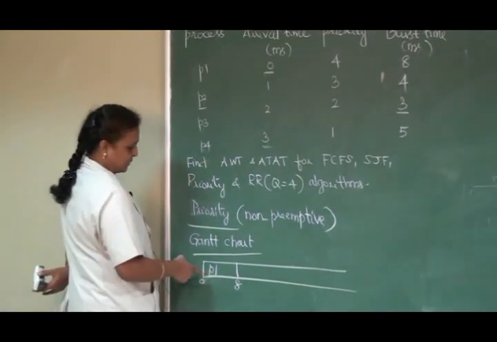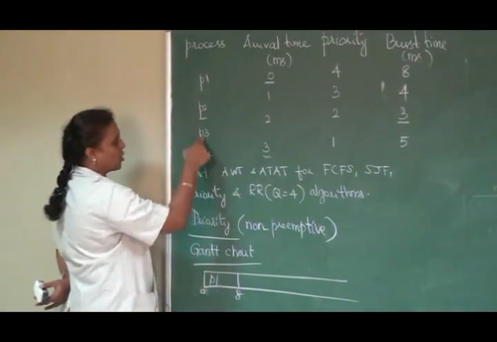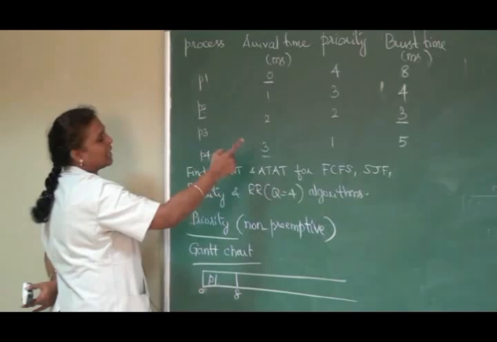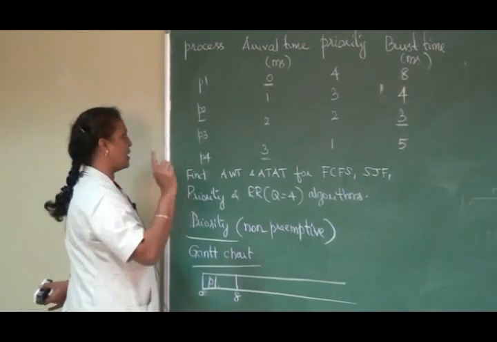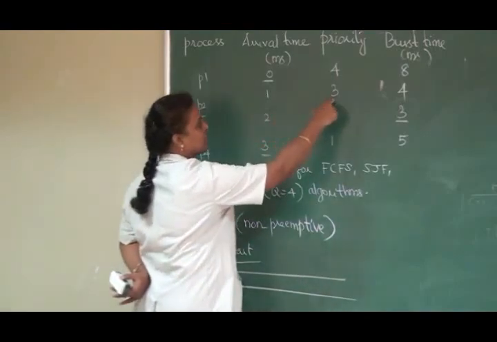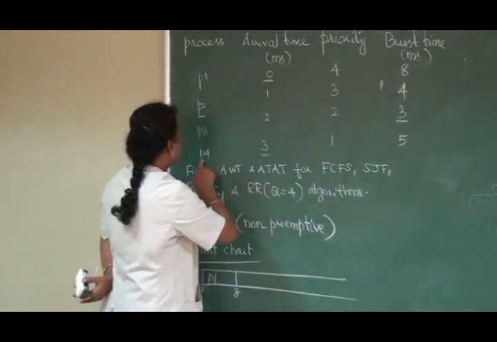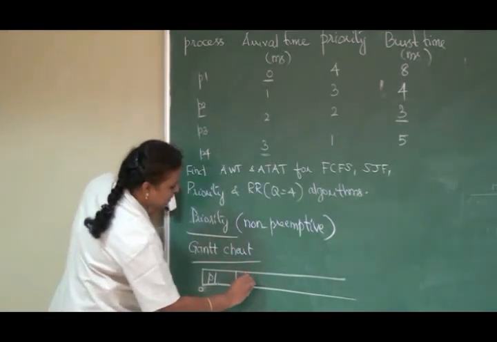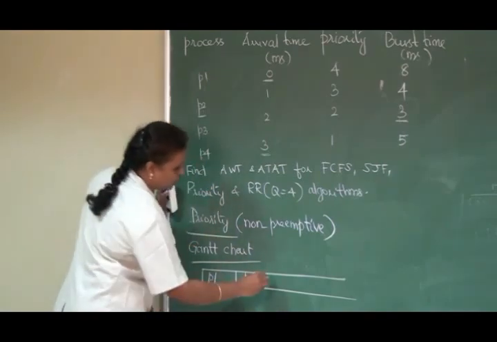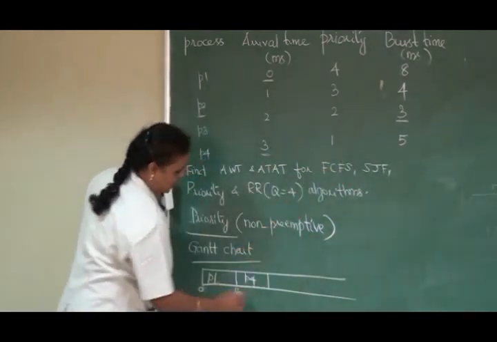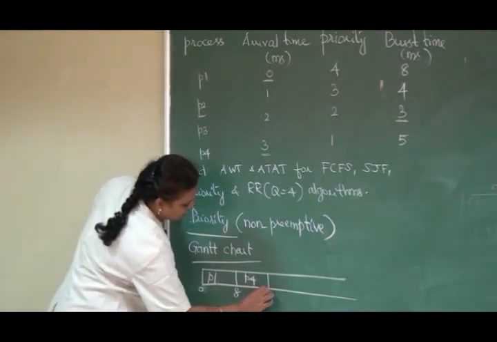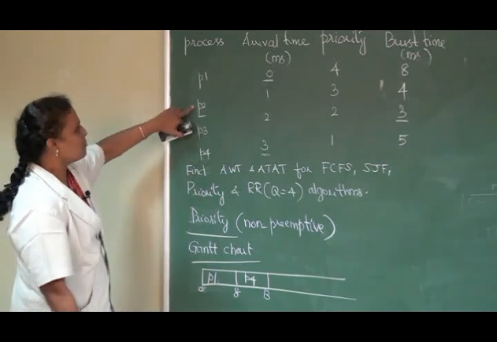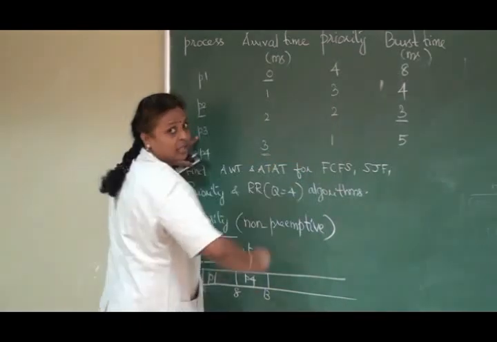Now in the 8th millisecond, after the completion of P1, all the three processes have arrived. Now the CPU can be assigned to the processes based on their priority. So P2, P3, P4. P2's priority is 3, P3's priority is 2 and P4's priority is 1. So P4 has the highest priority, so P4 is getting the CPU next. P4 can be executed for 5 milliseconds. So 8 plus 5, 13 milliseconds. Then P3 and P2, among them P3 has the highest priority, that is 2.